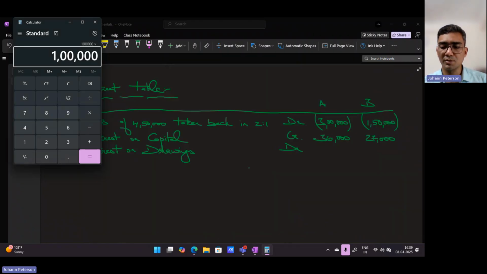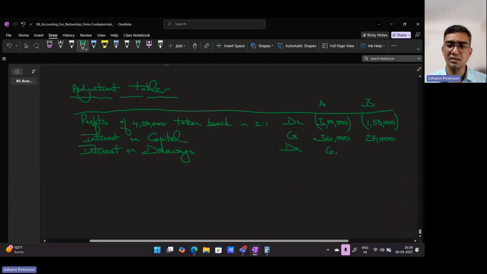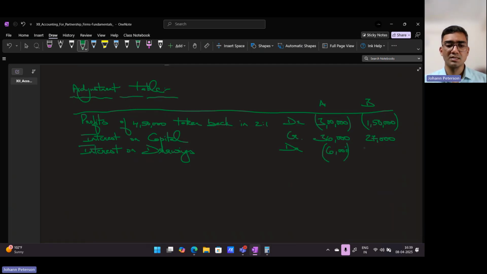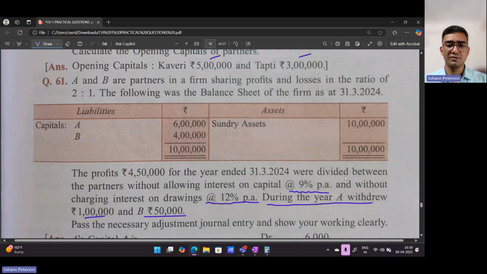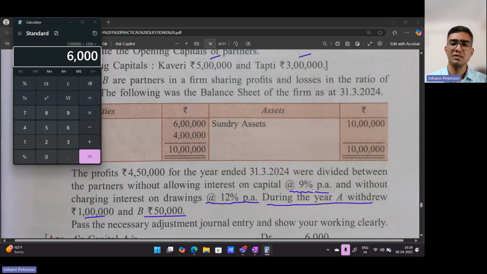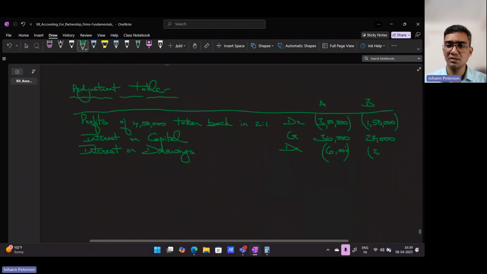So 1 lakh into 12 into the average period. Now, average period we'll assume to be 6 because we are assuming it is happening in the middle of every month. And this whole thing divided by 1200. So that gives us 6,000 here. So interest on drawings is debit. That means it's a minus figure, 6,000. Similarly, that for B is going to be just half of it because the amount is 50,000. So that corresponds to 3,000.